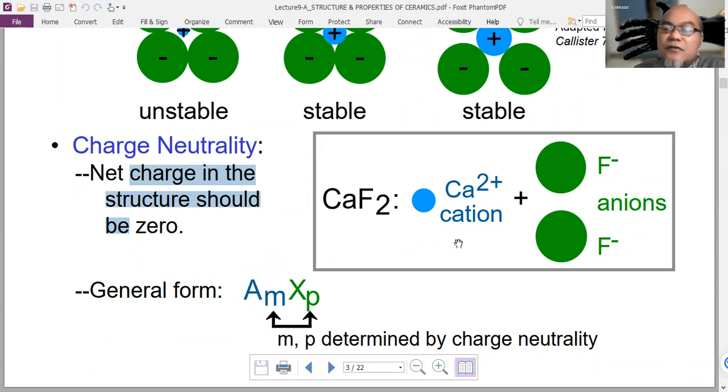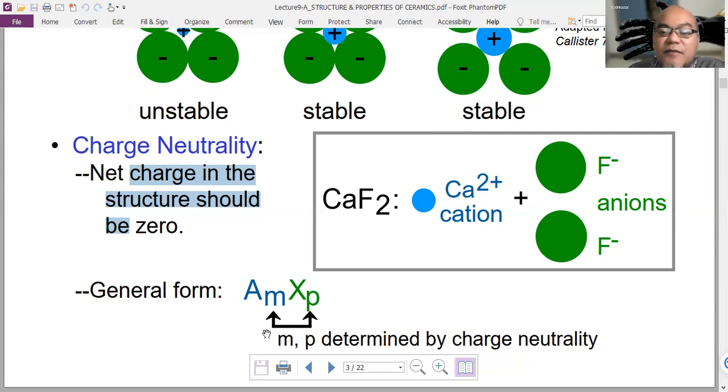So it needs two fluorine anions in order that the whole charge is neutralized. So calcium 2+ needs to be bonded with two fluorine minus anions. So we have calcium difluoride, yeah, calcium difluoride.